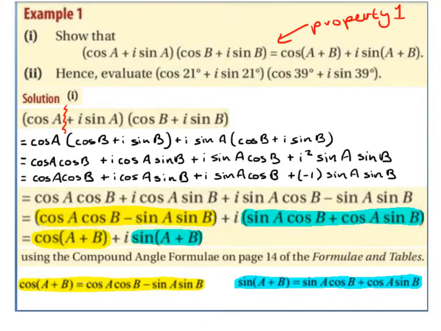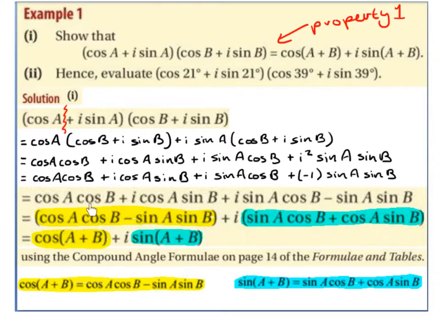So a real part is basically anything without an i stuck on. So cos A cos B and minus sine A sine B. So they're the only two terms with no i's. And then we're going to factorise the i, and inside the brackets put any terms that contain an i. So we're going to have sine A cos B plus cos A sine B. So here's our real part and here's our imaginary part.